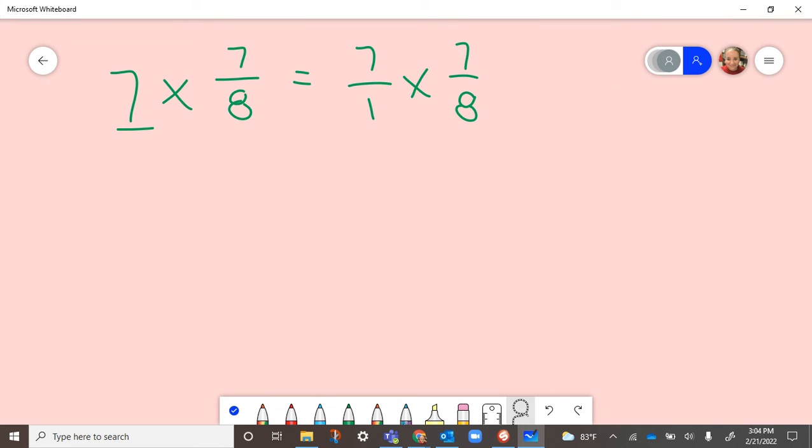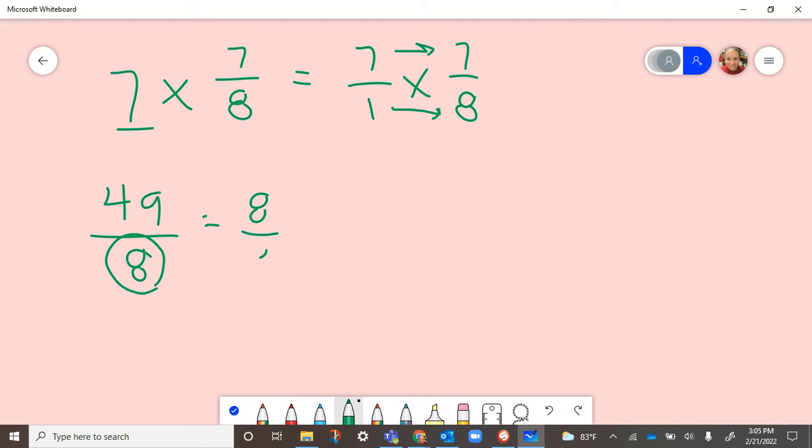All right, so going back to where we were. So again, I'm going to multiply straight across. So this would be 49. Numerator to numerator, denominator to denominator. And that's 49 over 8. I know that that's improper, so I know that I need to put that as a mixed number. So again, I'm going to look at my denominator, which is 8, and I'm going to think about how many groups of 8 are in 49.